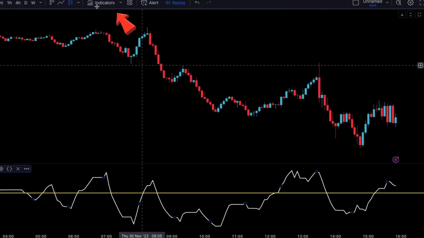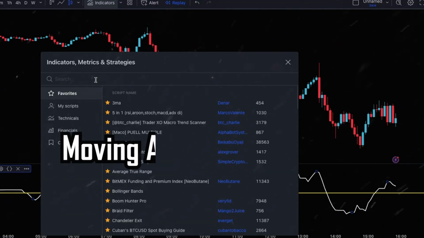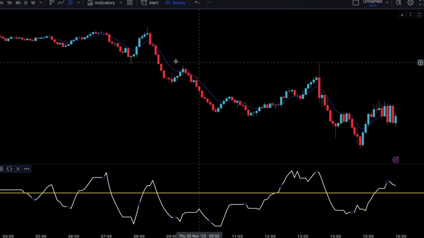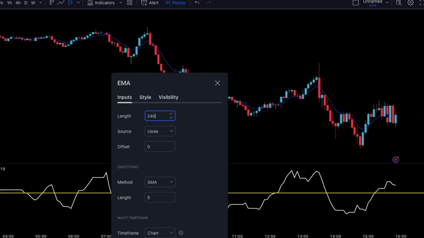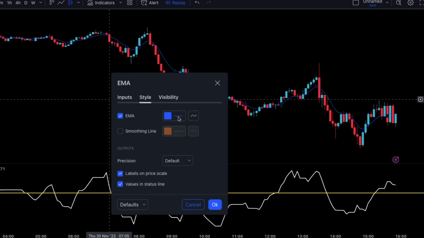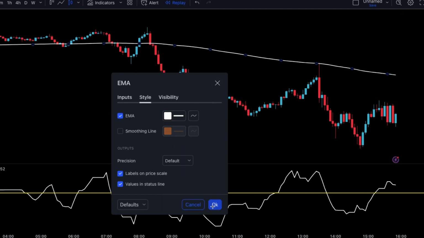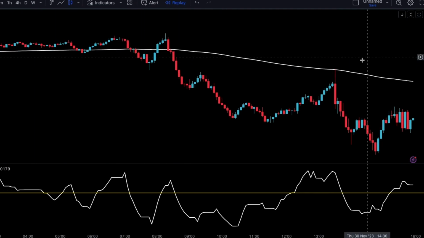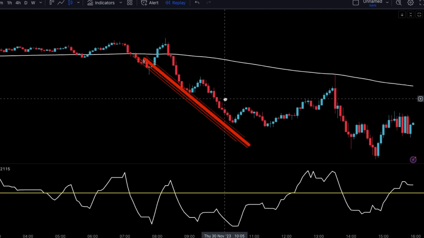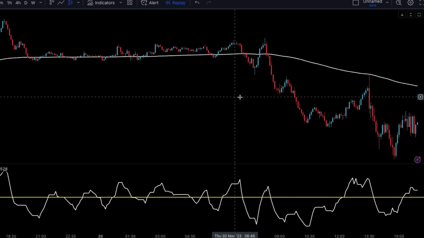Now let's go and get the second indicator, and for this we're going to need a moving average. Now we need to make some adjustments again and change the length from 9 to 240. Then go to style, and we're going to make this more visible. Now the moving average is going to be used for our trend direction. When we're below the 200 moving average, we're looking for sells, and when we're above the 200 moving average, we're looking for buys.